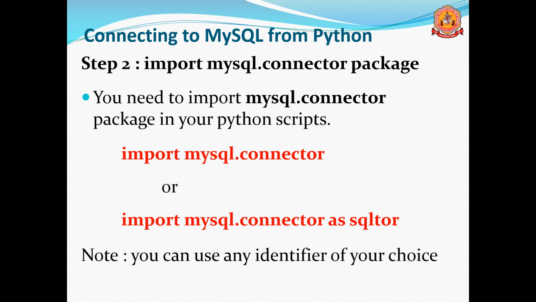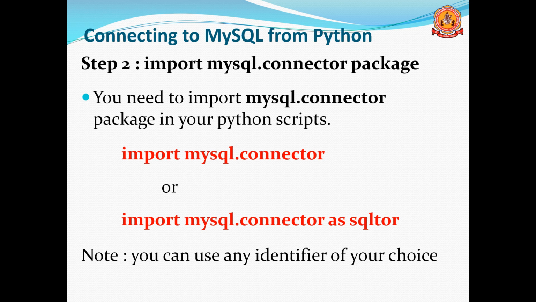Instead of that, any other identifier we can also use. You can import mysql.connector as sq, or connection. Anything you can use, any identifier. One important thing here is that whenever you are going to write queries and all, if you are only using the first step, you have to use them with mysql.connector.query, like that. But if you use sqltar or any alias name, then that name is enough, like sqltar.connection. So like that we can use it.